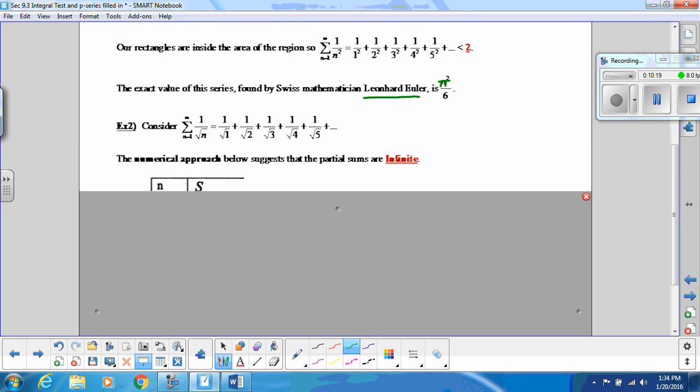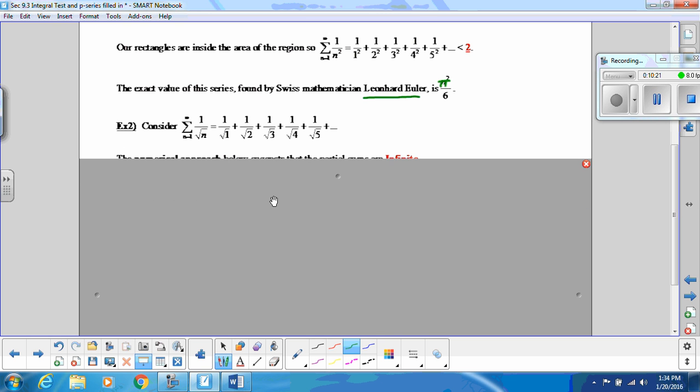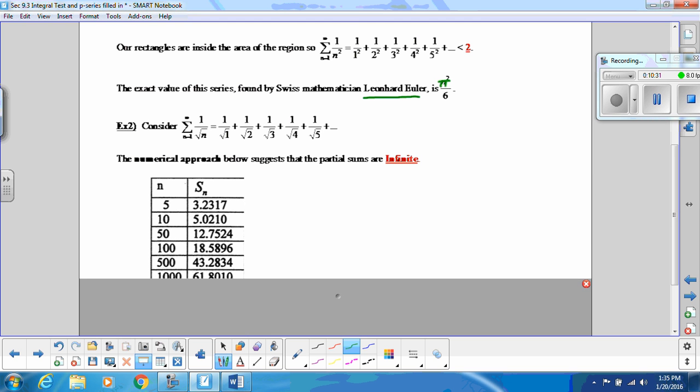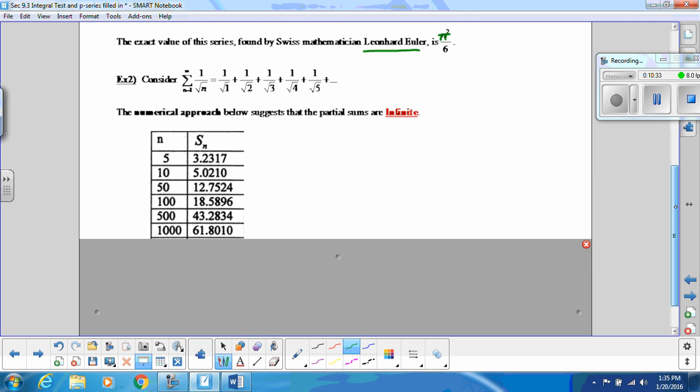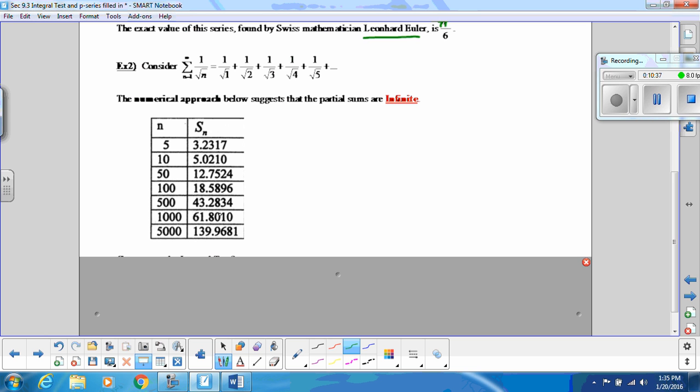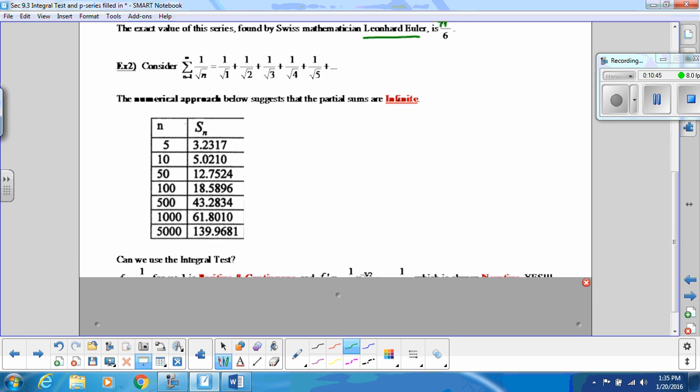All right, let's consider this example. We have this series, the sum from n equals 1 to infinity of 1 over the square root of n. Okay, so here's a few of the first terms of that series. Here's what the table suggests. Okay, so if we look at the table, it's a little different than our table before. It's not kind of whittling down to some number. It keeps getting bigger and bigger. So it would appear that this is going to diverge, right? That's what it looks like.